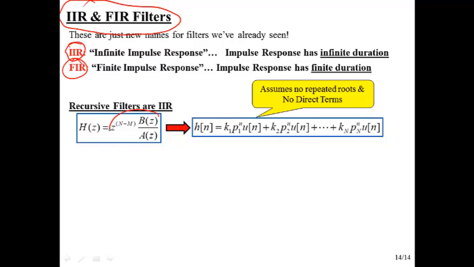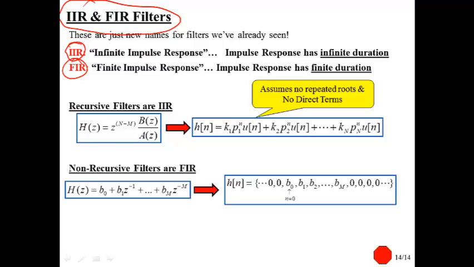If we look at our transfer function, think about breaking this down into its factors, and we'll just assume for simplicity here, no repeated roots, no direct terms, and then do our partial fraction expansion, do the inverse Laplace, we'll get terms that look like this. And you can see that each one of those terms basically lasts forever. It's a decaying exponential. P1 has to be inside the unit circle, so its magnitude is less than 1. So it does decay, but it'll never go completely to 0.